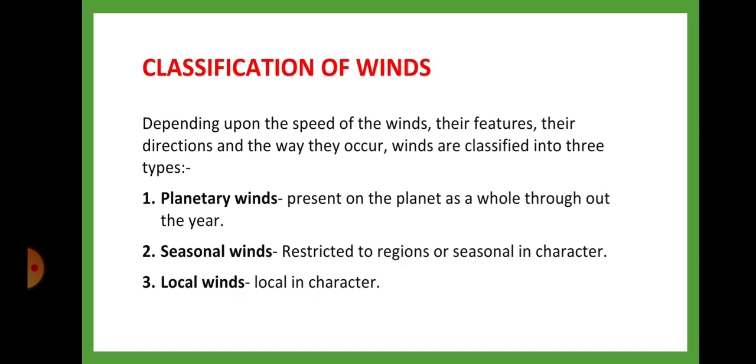Classification of winds. Depending upon the speed of the winds, their features, their directions and the way they occur, winds are classified into three types: planetary winds, present on the planet as a whole throughout the year; seasonal winds, restricted to regions or seasonal in character; local winds, local in character. We will be doing this in detail in the next section.